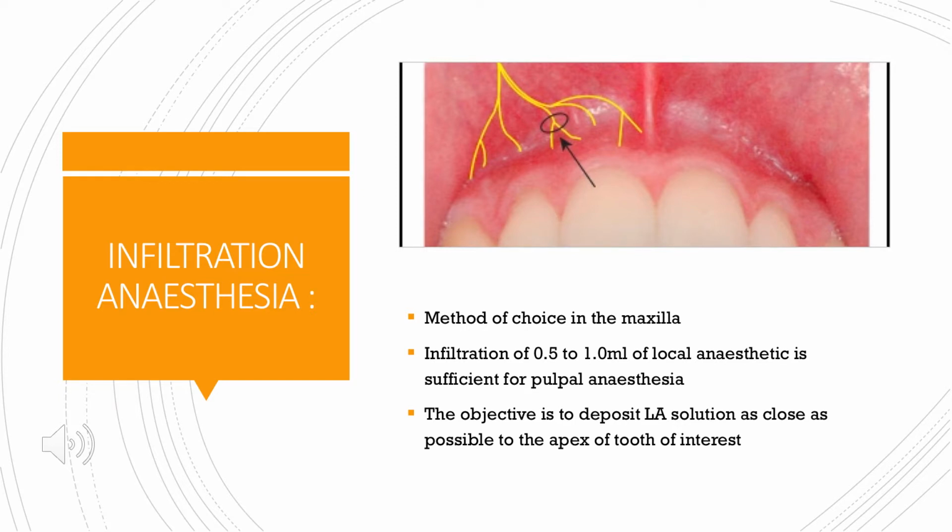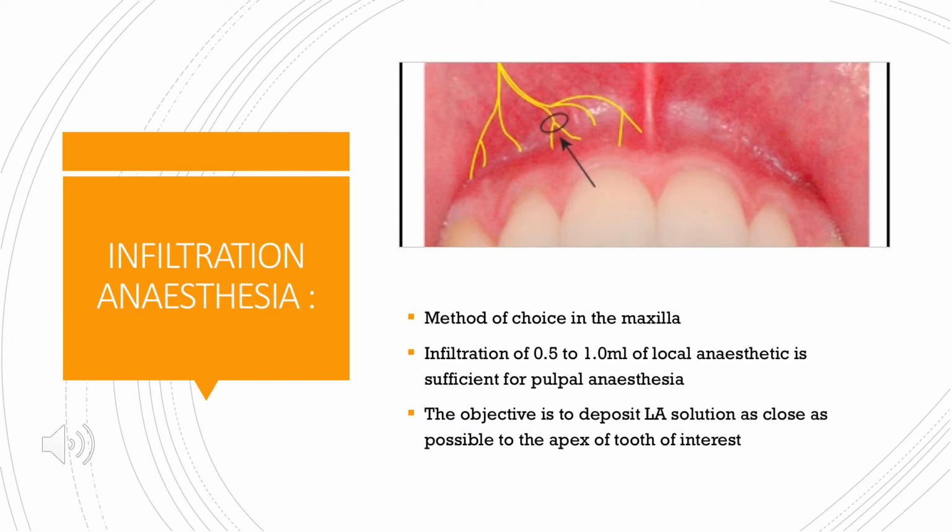So, infiltration anesthesia is where we administer a local anesthetic into the area that is required to be anesthetized. Usually this method is preferred for the maxilla, which is the upper jaw. So we will take up 0.5 to 1 ml of local anesthetic, which will cause anesthesia of the particular area or region.